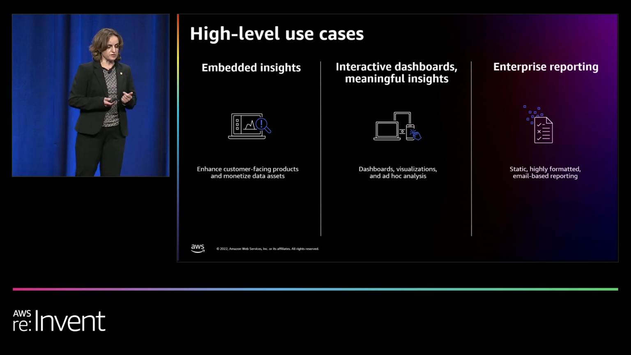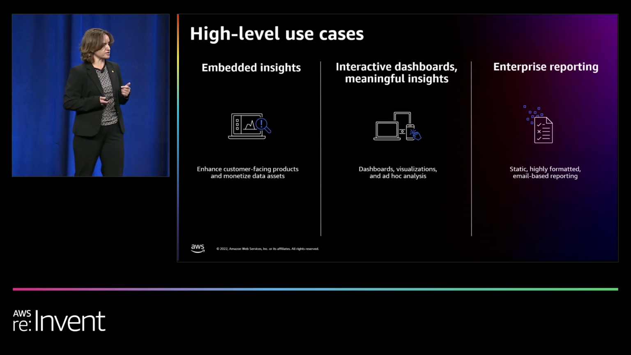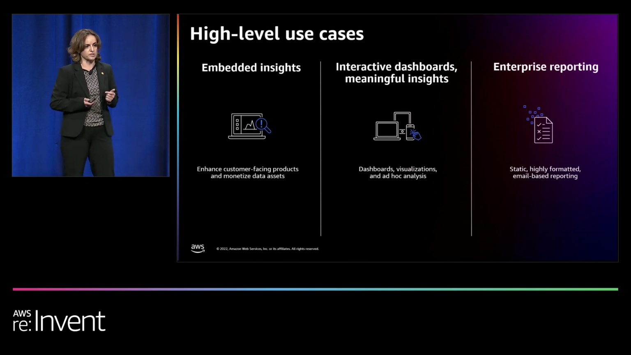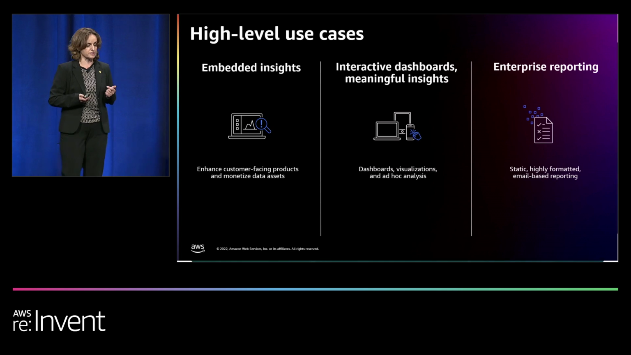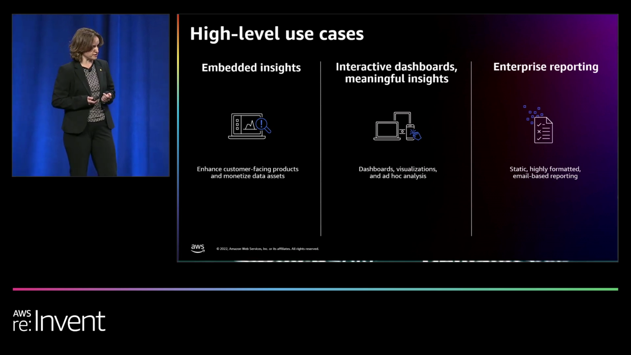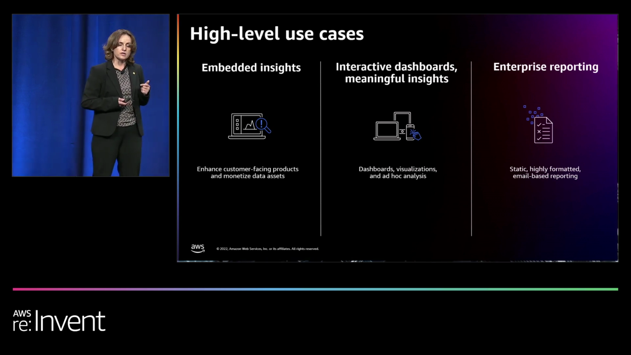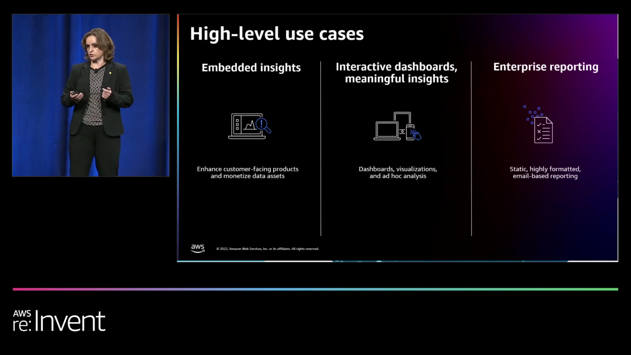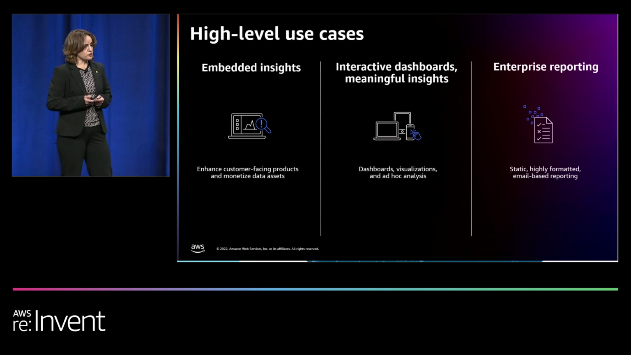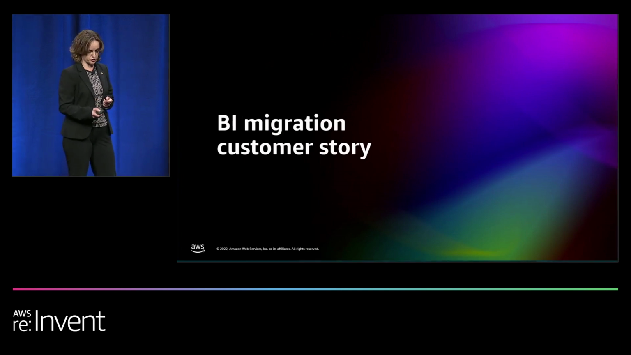The first use case covers embedded insights that help enhance customer-facing products and monetize data assets with visuals, dashboards, and natural language queries. For the second use case, you can equip your business with interactive dashboards, meaningful insights, visualizations, and ad hoc analysis. For the enterprise reporting use case, Amazon QuickSight helps you distribute static, highly formatted, ML-based reporting to internal and external users. To illustrate these use cases, now I want to share some business intelligence migration customer stories.